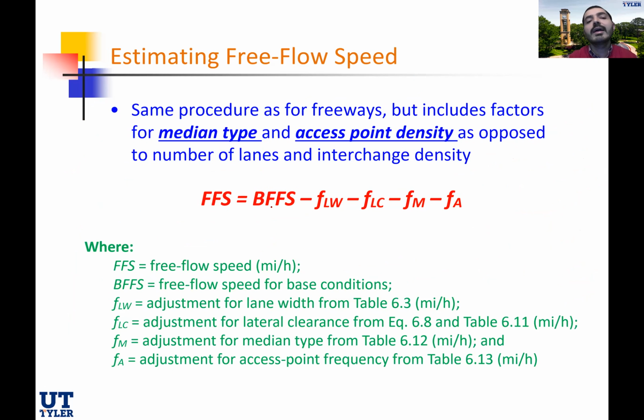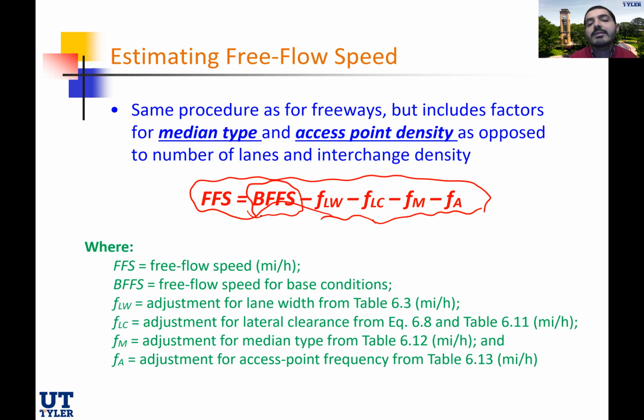Here the equation looks a little similar to freeways, but we're adding a few more factors compared to the equation for freeways. The way we can estimate the free flow speed: the first factor here is BFFS, the free flow speed at the base condition, and then FLW, the adjustment factor for lane width, which is similar to freeways. If we have 12 feet or more, that FLW is going to be 0. If we have less than 12 feet, then we need to go to table 6.3 to determine the correction factor for the lane width.